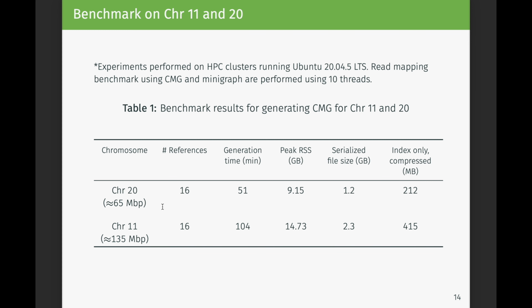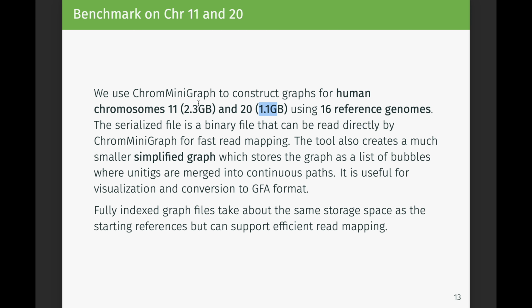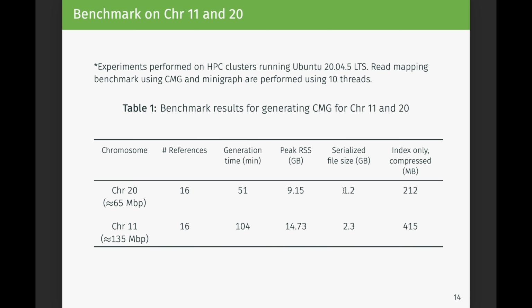So here are the benchmark results. As you can see, our starting references are 1.1 and 2.3 gigs, and the resulting graph files are only 1.2 and 2.3. I should also note that for the simplified file, I didn't put the number up here, but it's on my poster. For the simplified graph, it's much smaller. For chromosome 20, it reduces the size to 29 megabytes, and for chromosome 11, it reduces the graph file size to 60 megabytes. And we can also choose to store the index only, without storing the reference sequence, right?